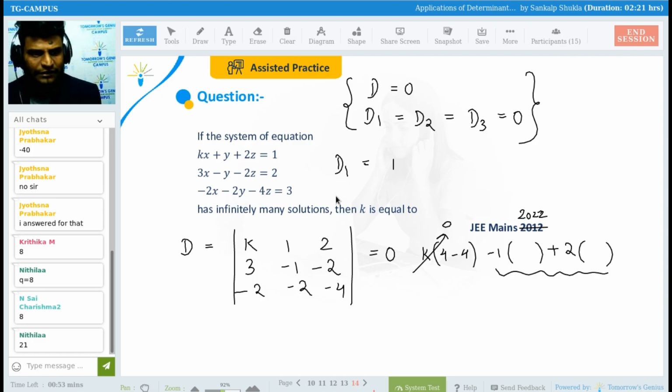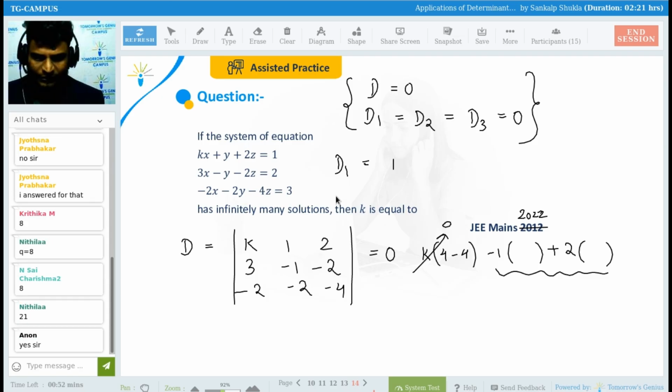How many of you got K is equals to 21? Harimesh, have you got the answer? Yazira, have you got the answer? Okay. And okay, fine.